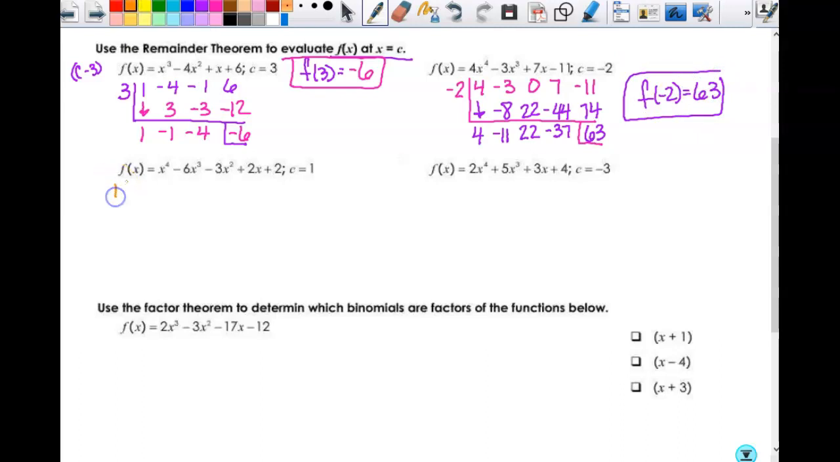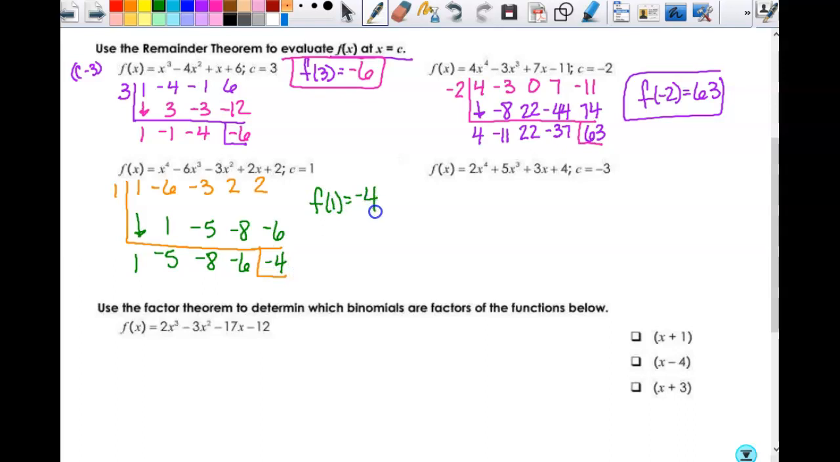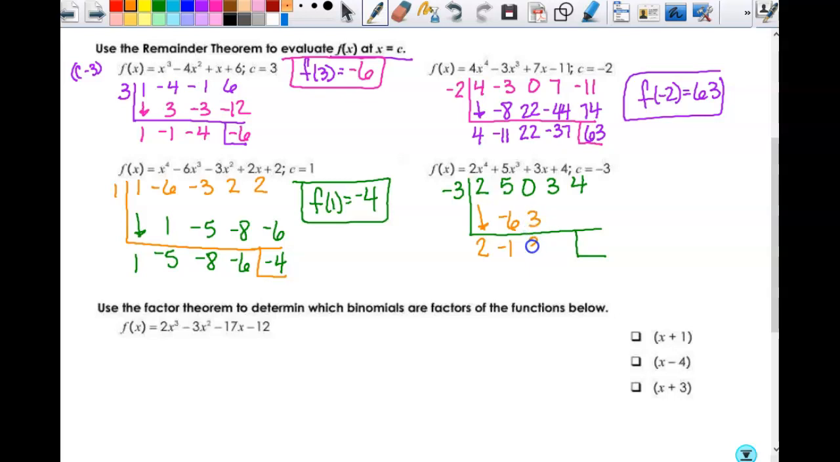Alrighty. Then 1 goes out here. You get 1, negative 6, negative 3, 2, and 2. Bring down my 1. 1, negative 5, negative 5, negative 8, negative 8, negative 6, negative 6, negative 4. So f of 1 equals negative 4. Then, last one of these, negative 3 goes out here. I have a 2, a 5. I do not have an x squared term, so that's a 0. Then I have a 3 and a 4. Bring down the 2, get negative 6, negative 1, 3, 3, negative 9, negative 6, 18, 22. So f of negative 3 equals 22.